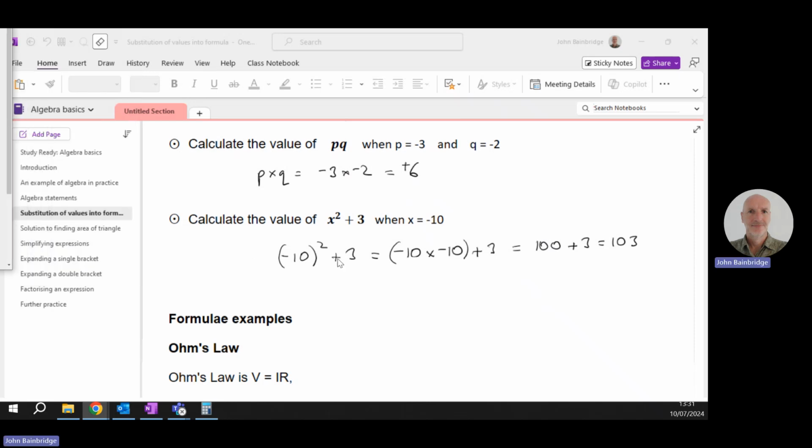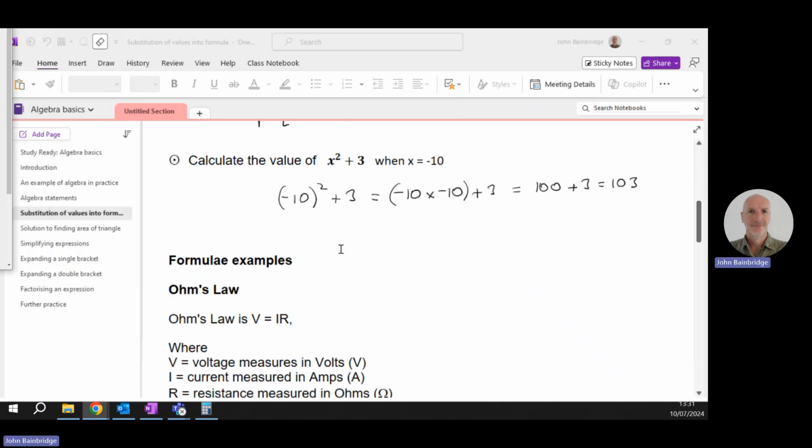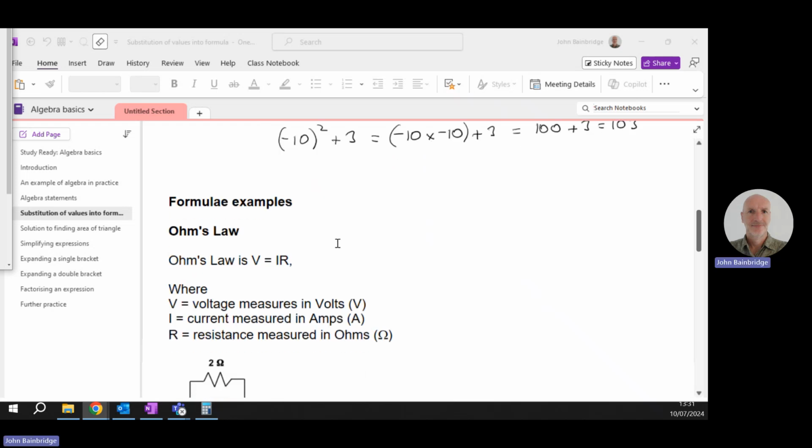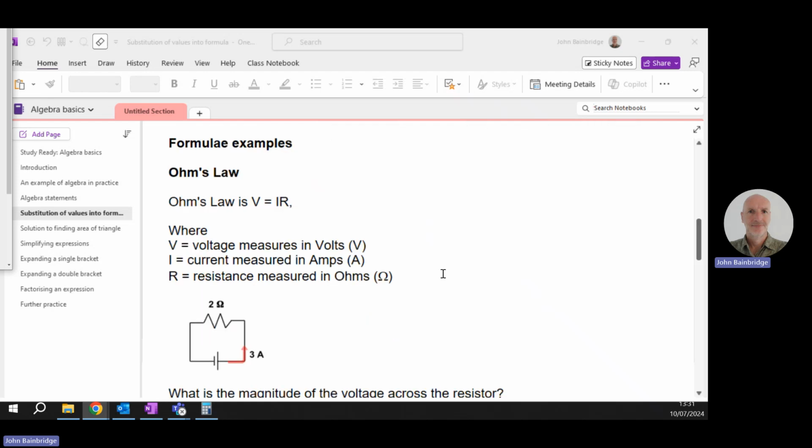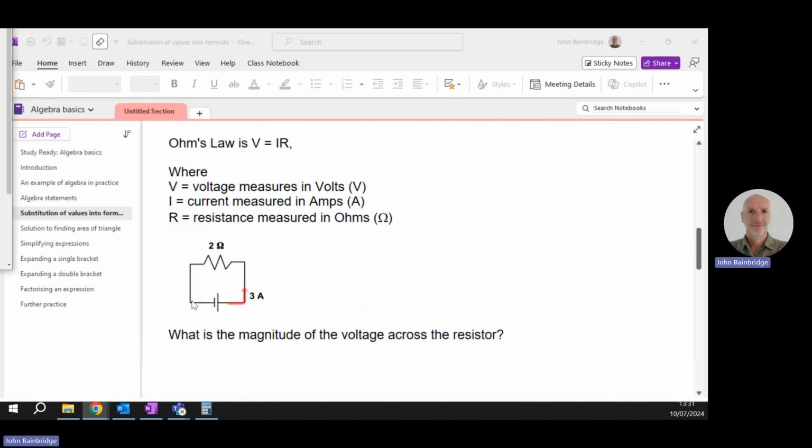Right, some more examples where we're substituting, but here we're using formulae. So I've chosen a couple from different areas. So in electronics, if you're doing electrical engineering, maybe you have come across, or you will be coming across, Ohm's law. So Ohm's law says that V equals IR. So V stands for voltage, I is the current measured in amps, and R is the resistance measured in ohms. So I've got a little circuit there.